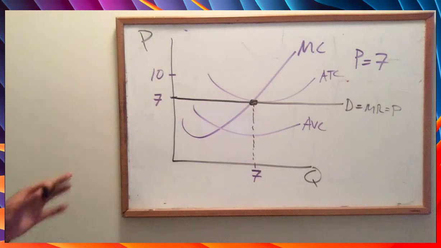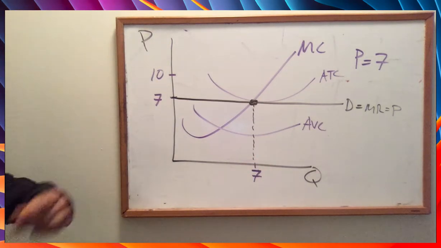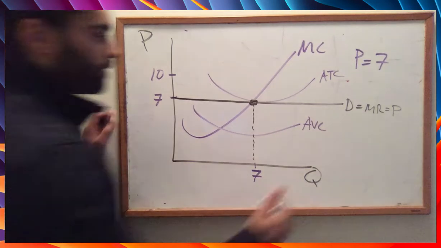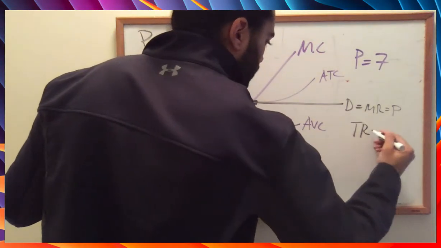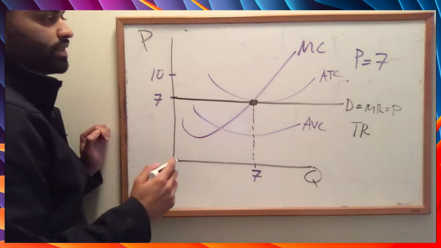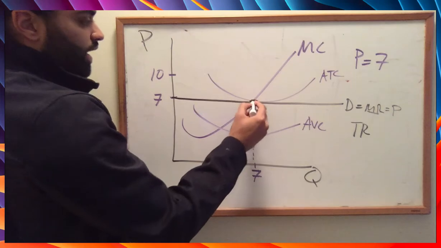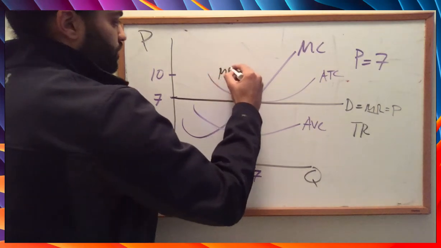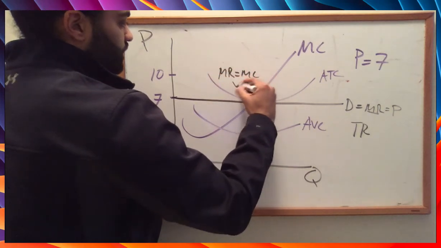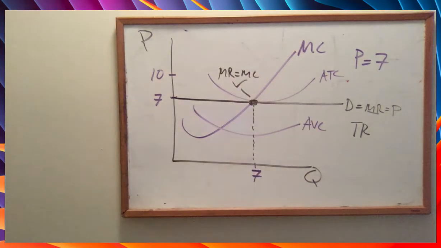Now we're going to do the same steps. We can calculate total revenue and total cost, and we're going to calculate profit. So total revenue, again, this is still our profit maximizing condition. Our marginal revenue is intersecting our marginal cost curve at this point right here. So marginal revenue equals marginal cost. This is good. So it's intersecting here.